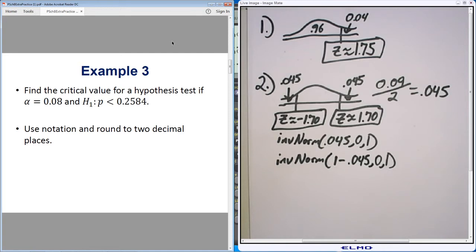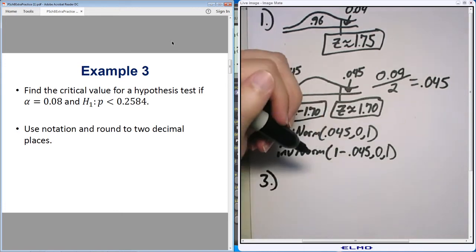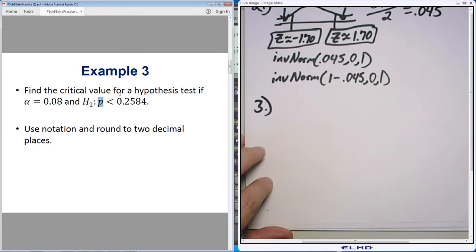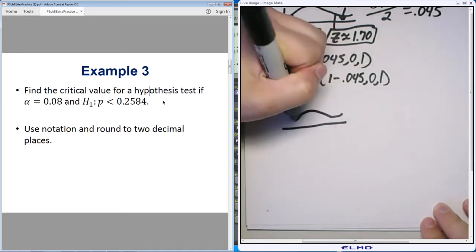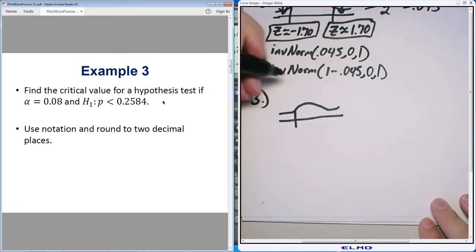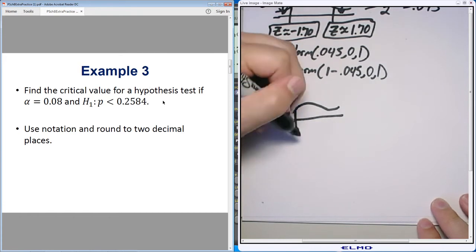Next is example number 3. It says find the critical value for a hypothesis test if alpha equals 0.08 and h sub 1 is that p is less than 0.2584. Alright, since there's a lowercase p in the hypothesis, this is for a one-prop z-test. So again, I'm going to be in a standard normal distribution. Since there's a less than in h sub 1, this is left-tailed. And 0.08 is the amount in that left tail.